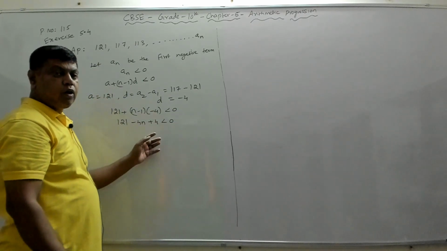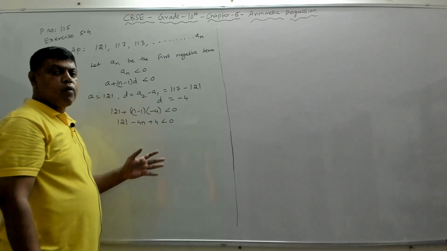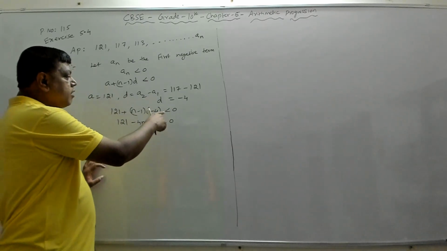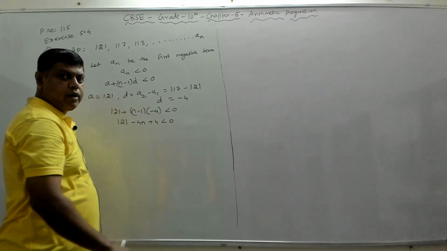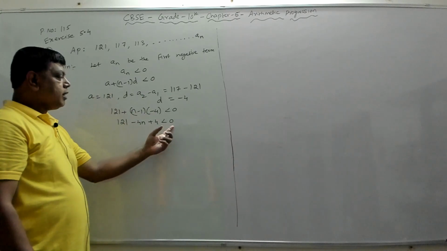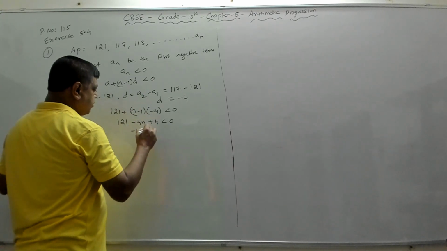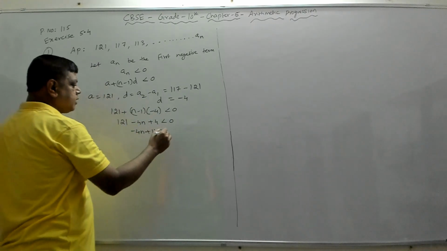Here we are basically not solving an equation. It's called an inequality. We are solving an inequality because it's less than, greater than, or less than or equal to, anything other than equal to. That is called an inequality. We have to find for what value of n this will be less than 0. So now this becomes minus 4n plus 125, since 121 plus 4 is 125, is less than 0.